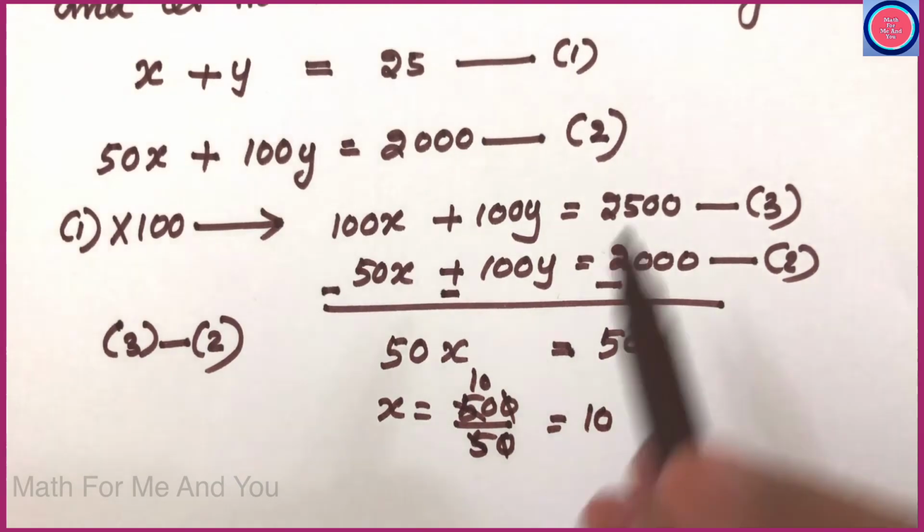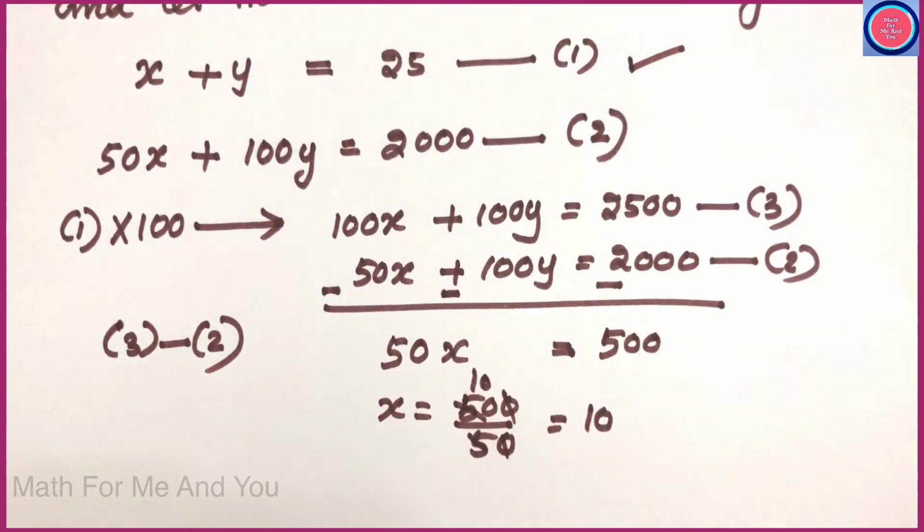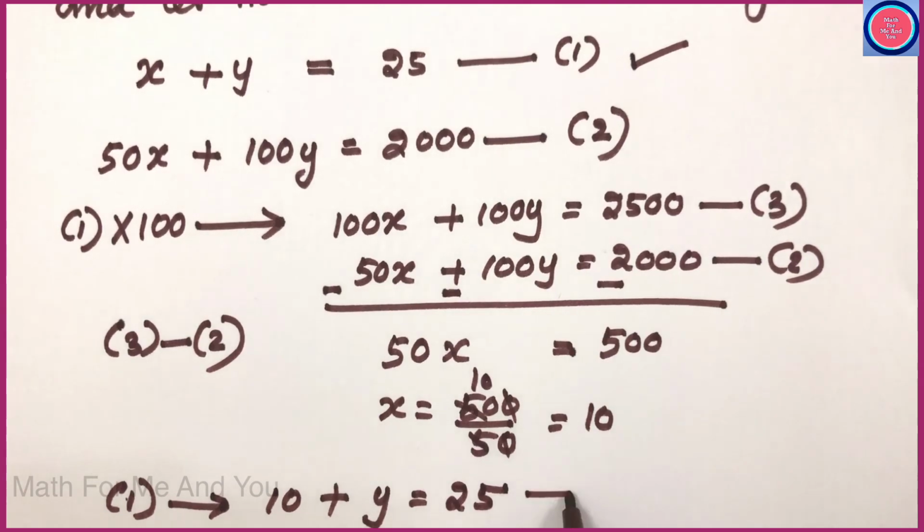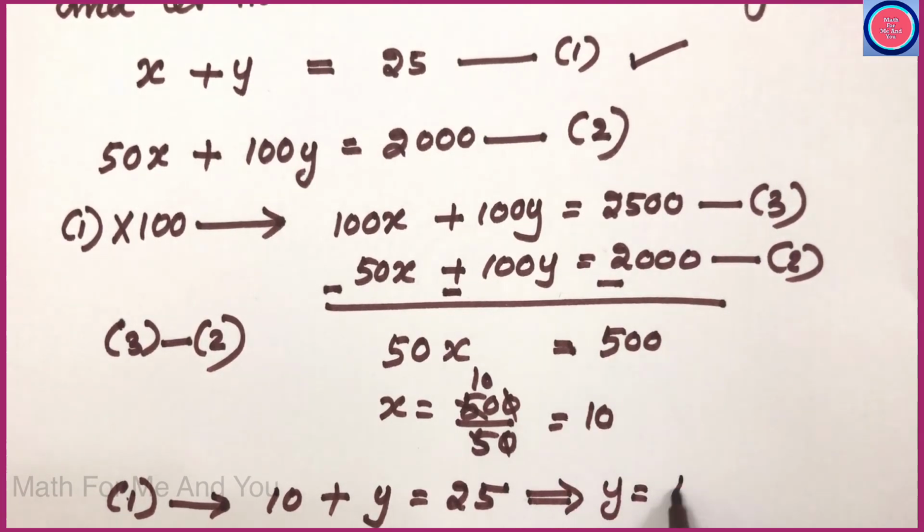Substitute in any of the equations and find the value of y. The easiest equation is equation number 1. Equation number 1 changes to 10 plus y is equal to 25. What is y? Move 10 to the right side. It becomes 25 minus 10. That is 15. We get the value of y as 15.